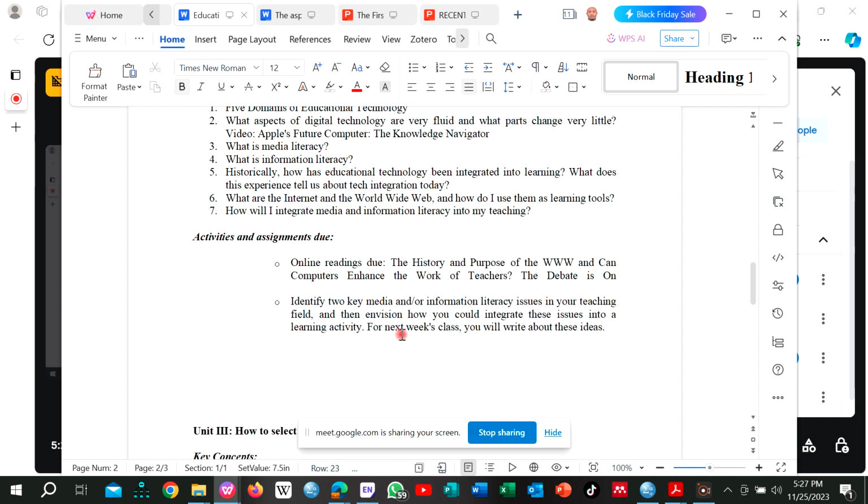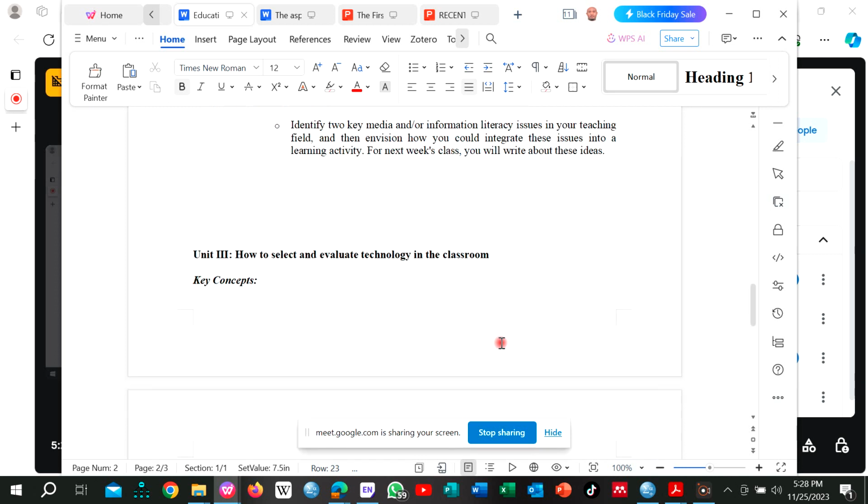The other aspect, we are going to identify key media and information literacy issues in the teaching field, and we will envision how to integrate those issues in our learning activities. That is for next class or the other week's class. And you write about these ideas. I'll guide you more when it is time.